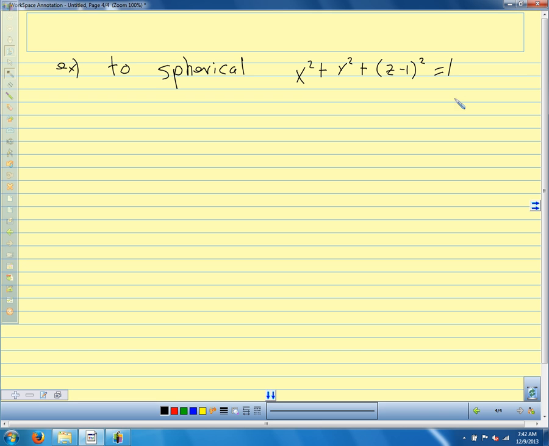What would the surface x squared plus y squared plus z squared equals 1 be? Sphere, radius 1, centered at 0, 0, 0. So this is going to be a sphere, radius 1, centered at 0, 0, 1.